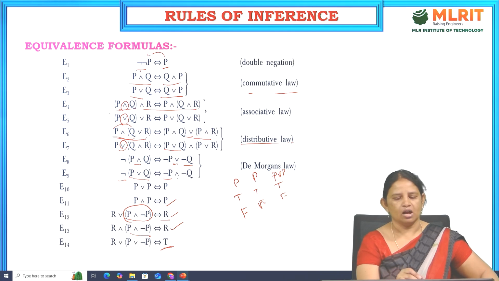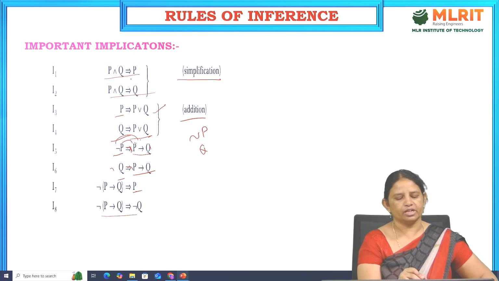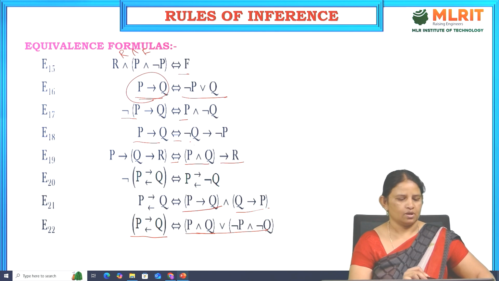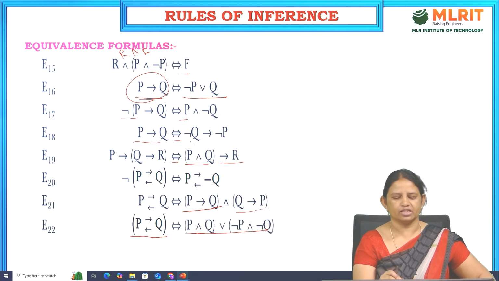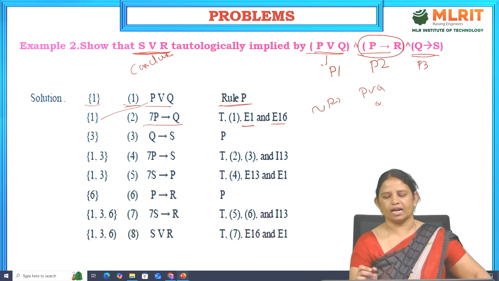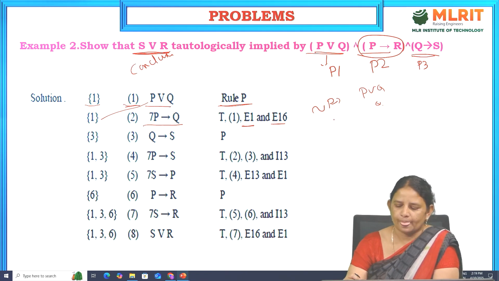E1 is what? Negation of negation P is P. So P tends to Q, we can rewrite it as P, and then E16. According to E16, P tends to Q is derived as negation P or Q. According to E1 and E16, P or Q is written as negation P tends to Q. It is derived from the set of premises.